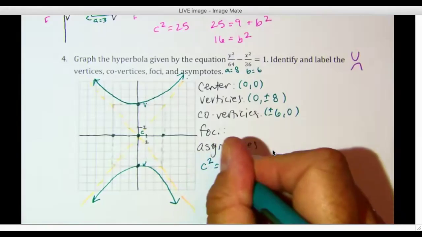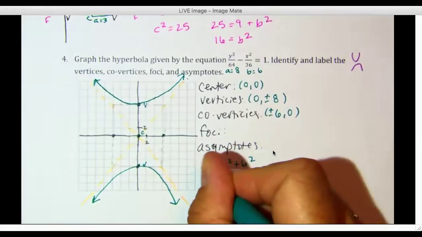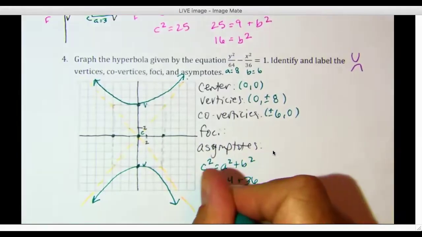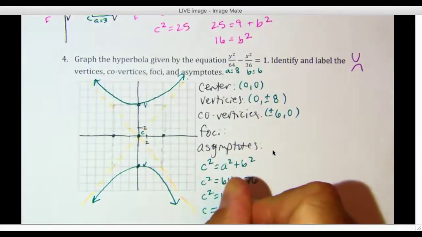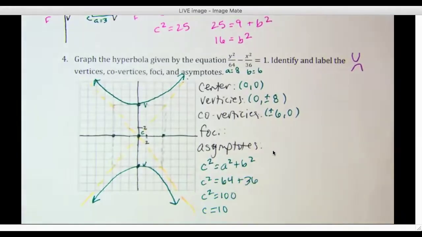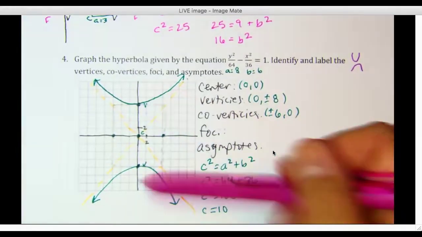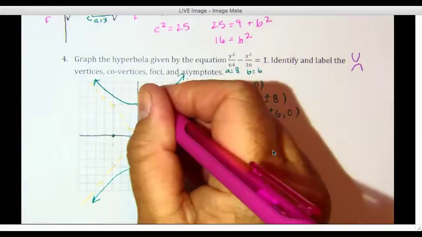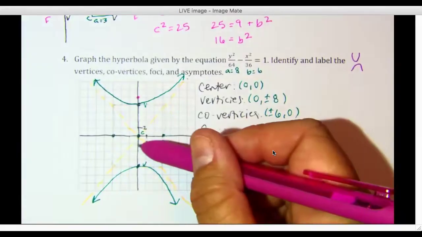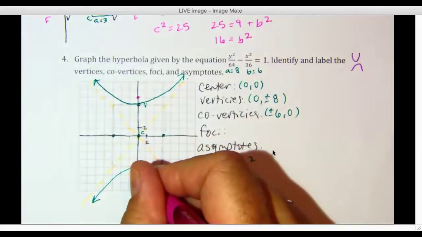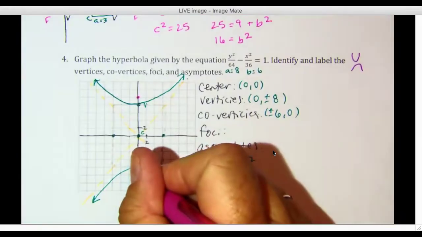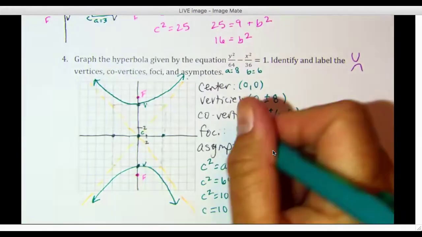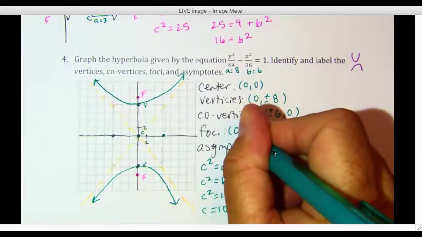C squared is equal to A squared plus B squared. So C squared is equal to 64 plus 36, and that would be 100. So C equals 10. Our foci are inside the curves of the hyperbola. So up 2, 4, 6, 8, 10, and down 2, 4, 6, 8, 10. And those are the foci. Those points would be 0, plus or minus 10.